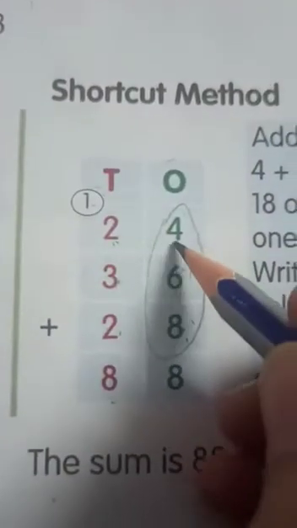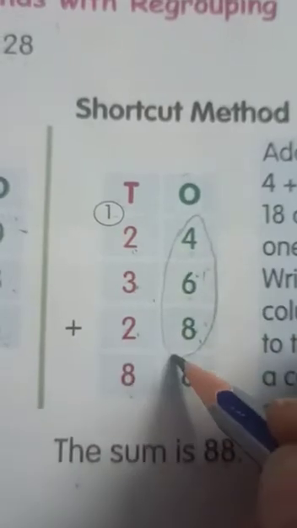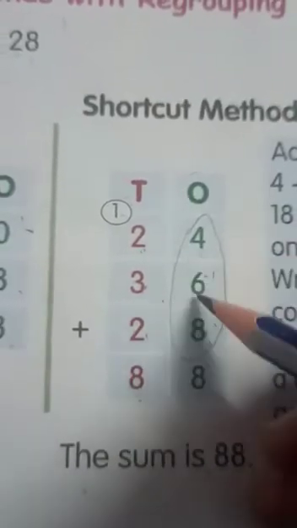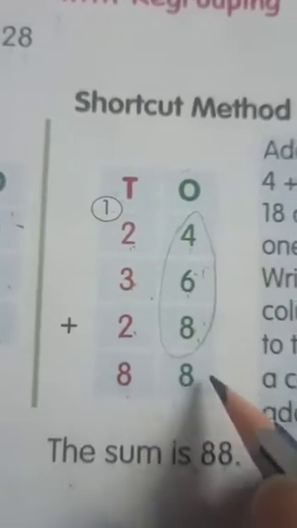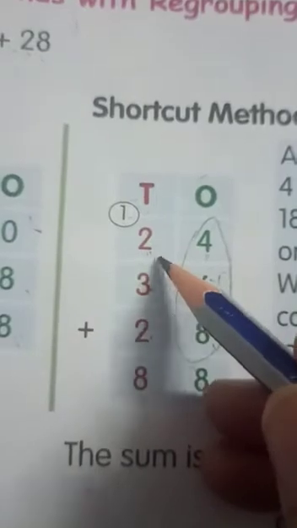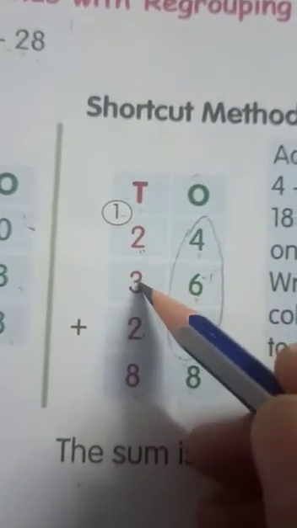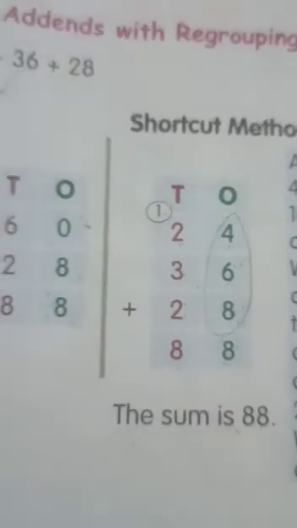But the shortcut method here is to arrange them in the columns: 24, 36 and 28. Then add the ones. 4 plus 6 is 10. 10 plus 8 is 18. So write 8 here, and 1 as carry to the tens place. 1 plus 2 is 3. 3 plus 3 is 6. 6 plus 2 is 8. The sum here is 88. Now children, in exercise 2.6, you have to read the questions and add them.